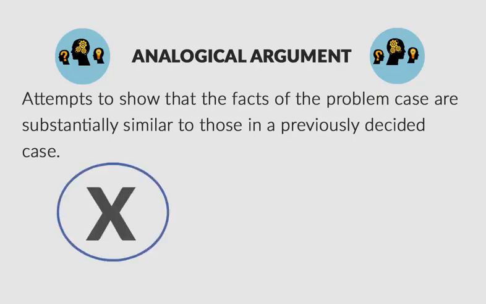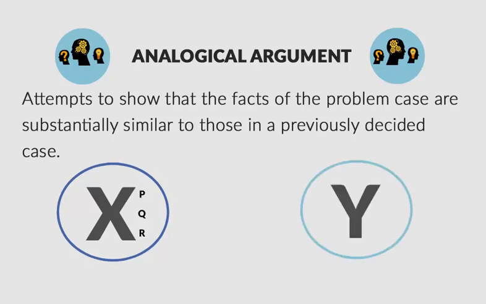Say that X has properties P, Q, and R. Say also that Y has properties P, Q, and R. If X is found to have property Z, then one could argue that Y will also have property Z.